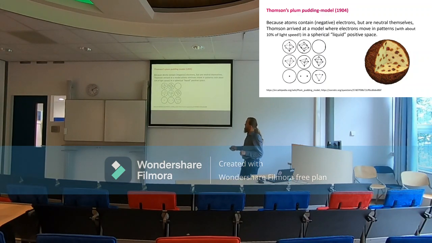And the patterns are here for 1, 2, 3, 4, 5, 6, 7, and 8 electrons. 9 is probably too difficult, I don't know. And they were rotating. They're not at a standstill, they were rotating at really high speeds, almost 10% of light speed. And it was later called the plum pudding model.